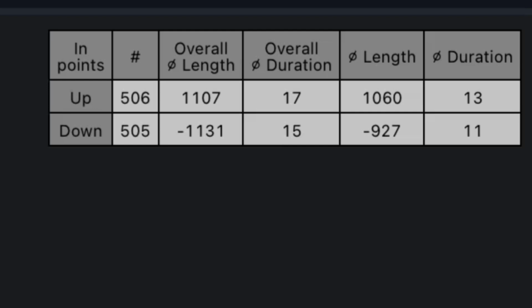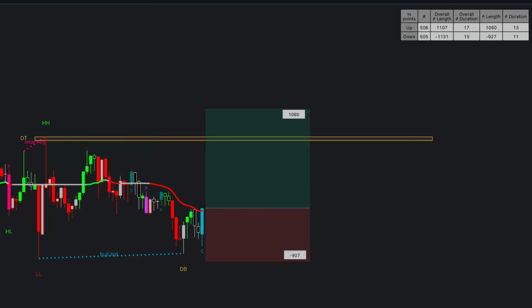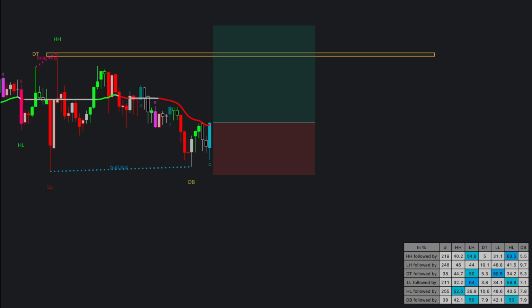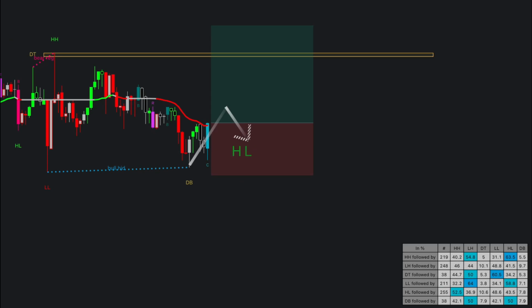Conversely, take the average downswing length and align it with the length of the last downswing for an alternative stop loss. Now let's take a look at the relation statistic to confirm our stop loss and take profit levels. As we formed a double bottom with a last downswing, we want to know the likelihood for a subsequent higher low to validate our stop loss.